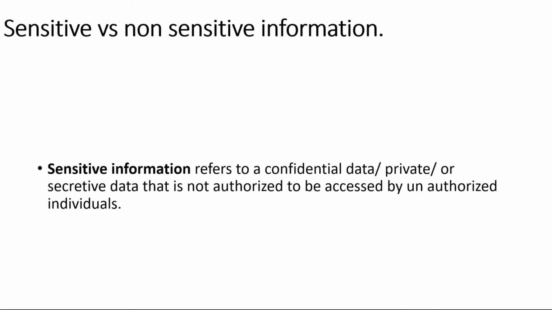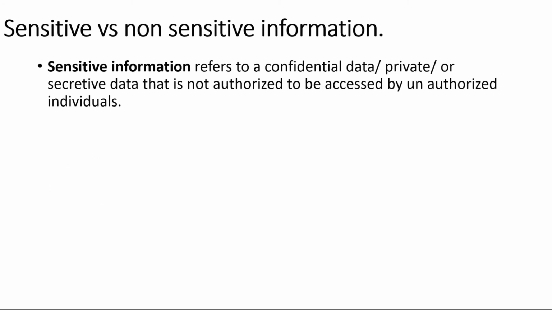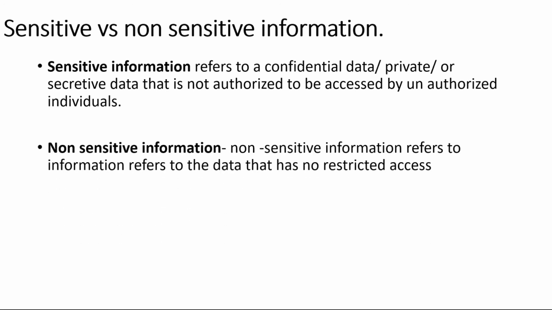Sensitive versus non-sensitive information. Sensitive information refers to confidential, private, or secretive data that is not authorized to be accessed by an unauthorized individual. Such information may include, for example, passwords, admission information of students within an institute, or employees' details within a company. The information can only be accessed by authorized individuals.